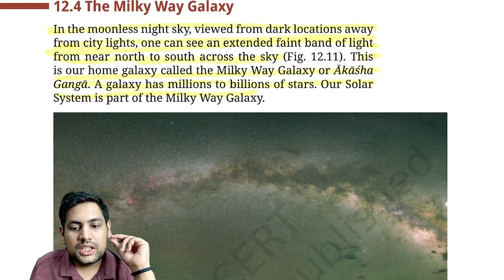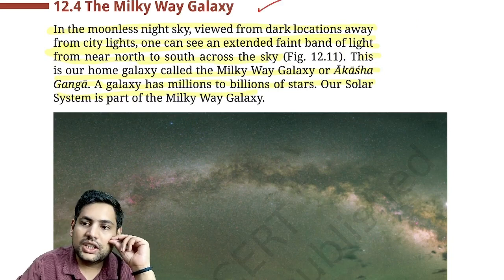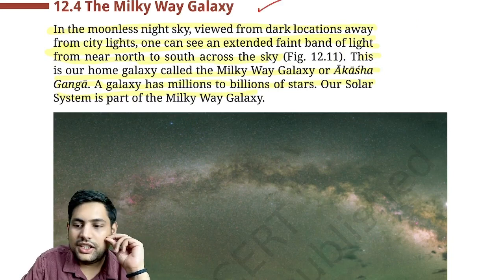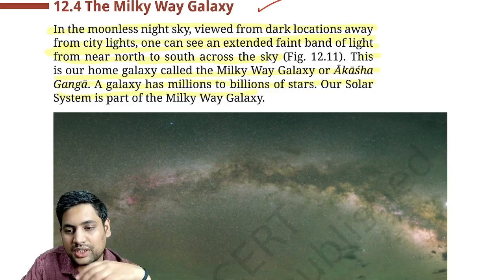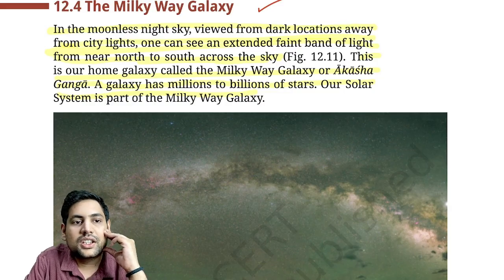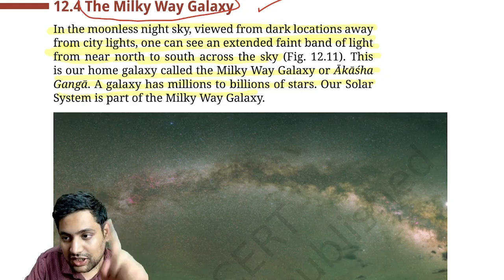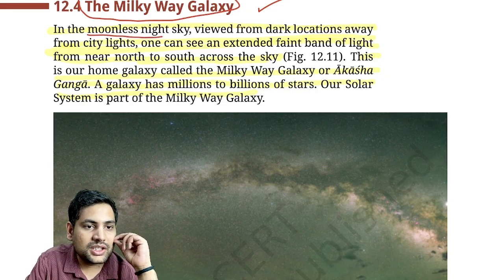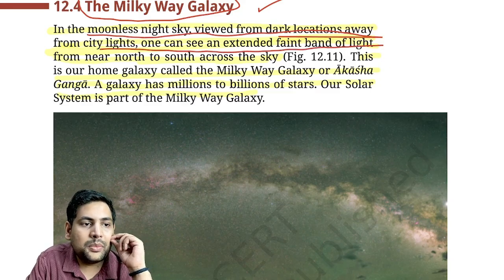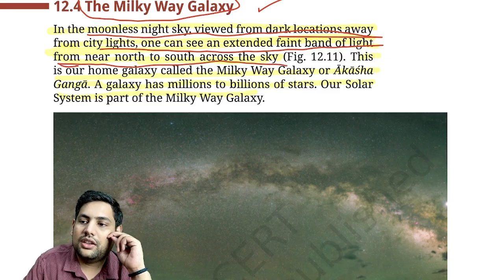Then we come to the Milky Way galaxy. What is this? The entire galaxy that has our solar system and many other solar systems like this is called Milky Way galaxy. Now you can see this also. So in the moonless night sky, viewed from dark locations away from the satellites, one can see an extending faint band of light from near north to south across the sky.